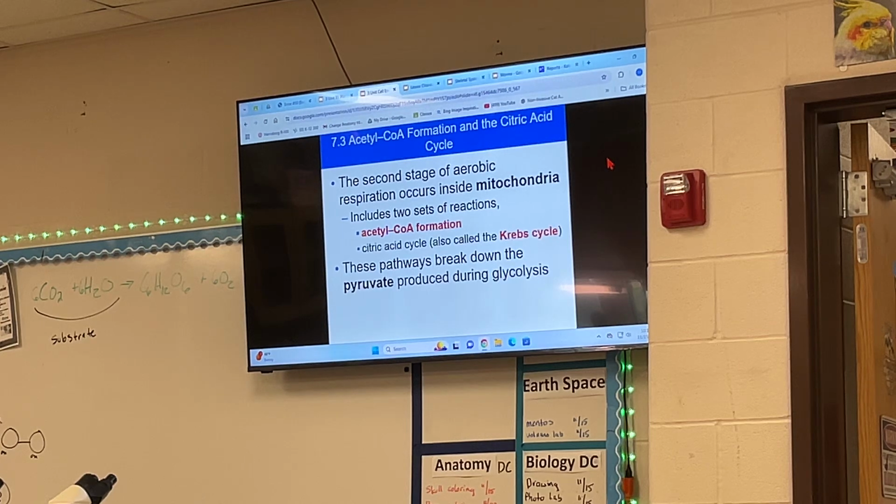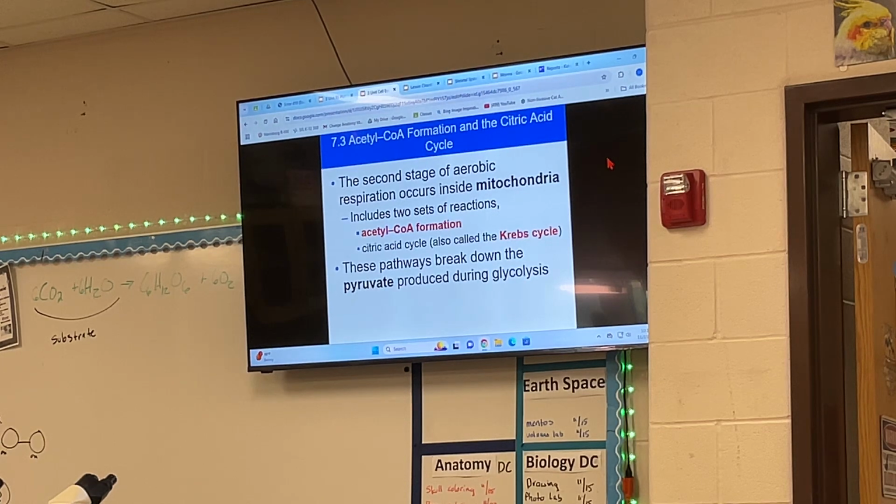We can't really use the pyruvates for the next step. So we have to do something called the acetyl-CoA formation. We've got to take those pyruvates and modify them a little bit, so we can put them into the Krebs cycle. So that's what the acetyl-CoA formation does. It's kind of like an in-between step. We're getting them ready to go into this Krebs cycle, or the citric acid cycle. And so we take the pyruvates, we modify them a little bit, and then we put them into this Krebs cycle.